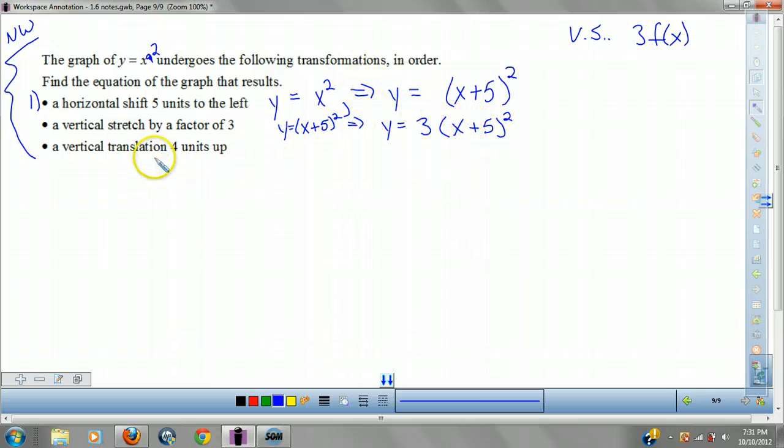And last but not least, a vertical translation 4 units up. This just means we have to shift it up 4. And that's actually one of the easiest ones, because we just take our equation and we add 4. Because remember, vertically you just add or subtract at the end of it, whether you go up or down.